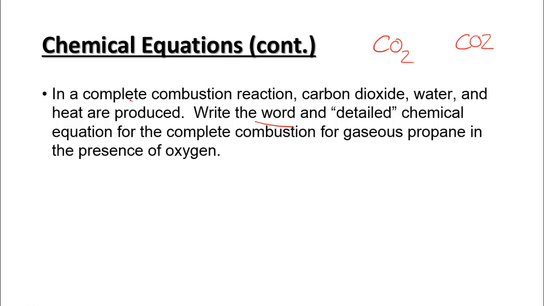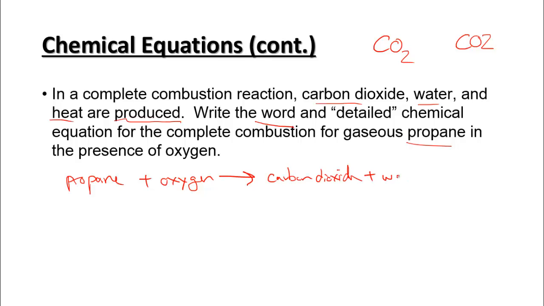Okay, so in this question we have a complete combustion reaction where carbon dioxide, water, and heat are produced, so they're products. And it's the combustion of gaseous propane. You might not remember what propane is, but propane is C3H8. So for the word equation, we have propane, and things combust in the presence of oxygen, so that has to be one of the reactants. And our products again are carbon dioxide, water, and we can also throw in the word heat here as well. It's not going to be part of a balanced equation per se, but you can throw heat in. So this would be the word equation.